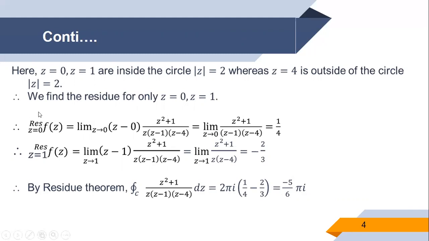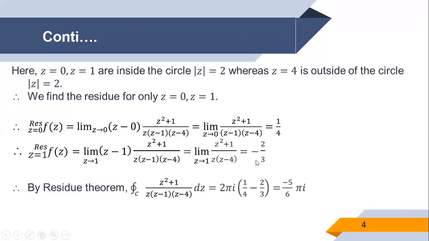So we find the residue at z is equal to 0, 0 is the simple pole. So residue at z is equal to 0, f of z is equal to limit z tends to 0, z minus 0, z square plus 1 into z minus 1, z minus 4, z cancel. Remaining term is this. We input 0, then we get 1 by 4. Similarly, the residue at z is equal to 1, f of z is equal to limit z tends to 1, the factor is z minus 1 into the function. So z minus 1 factor is cancelled. Remaining term is this. We input z is 1, then we get minus 2 by 3.